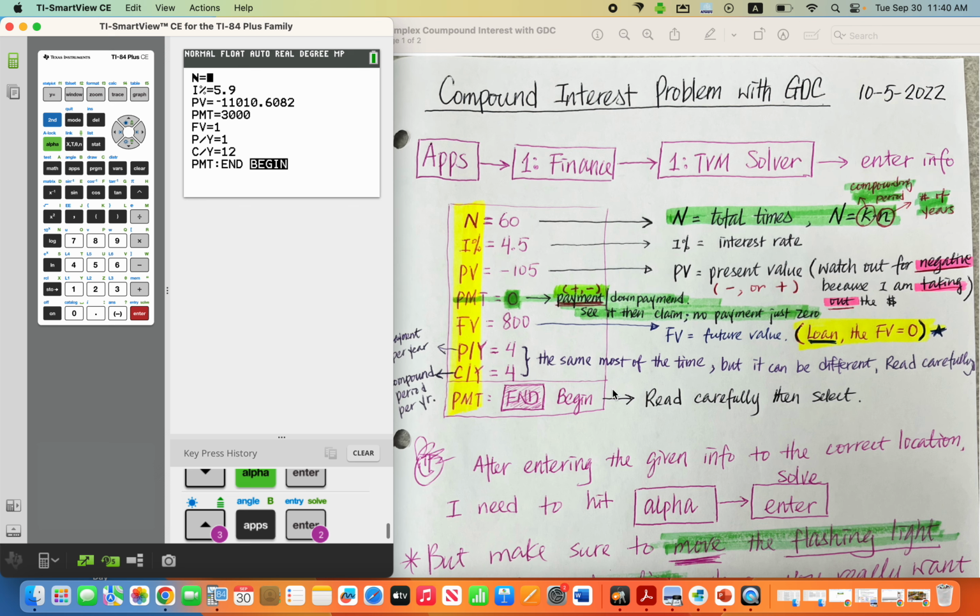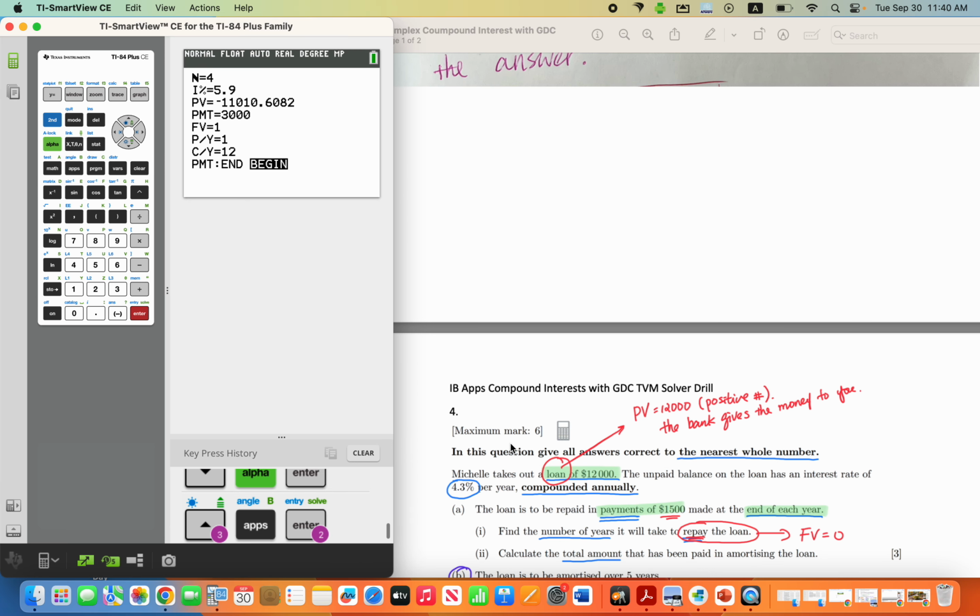How do we get the answer after we fill in this list? We move the flashing line to the desired location. Once you get to the location, we hit the Alpha button, the green button, and hit enter, and that will give us the information. So here we go.